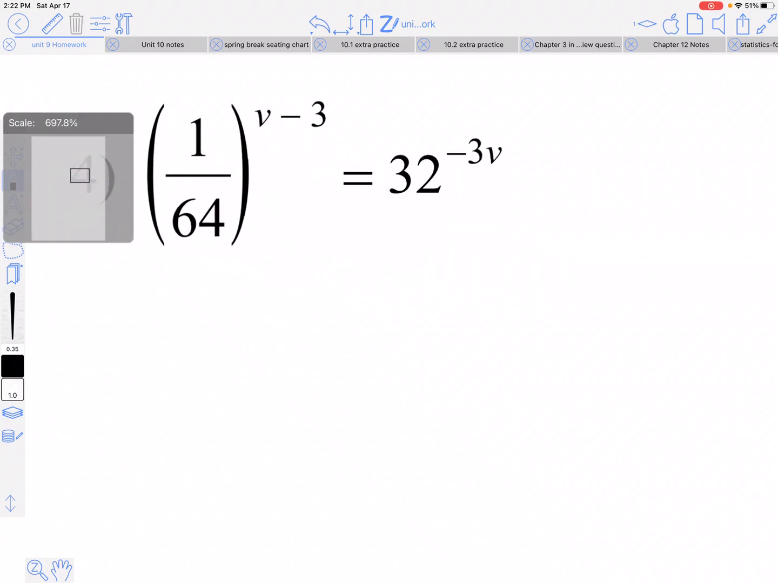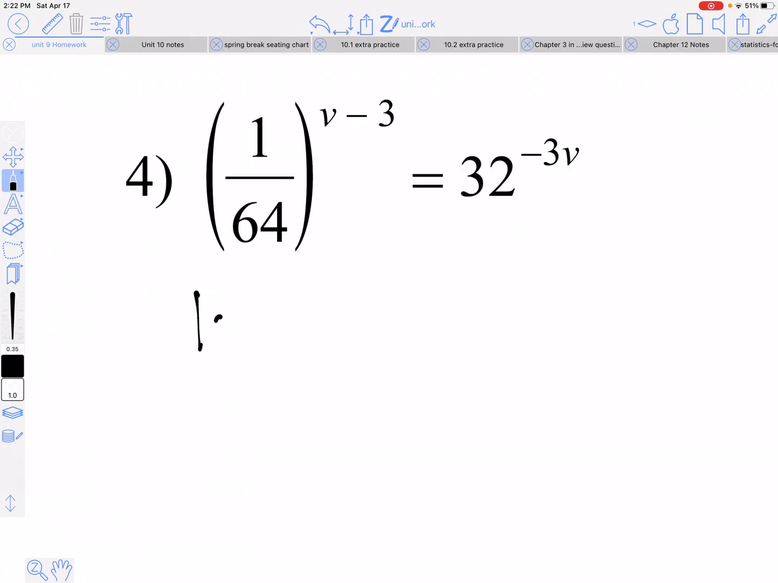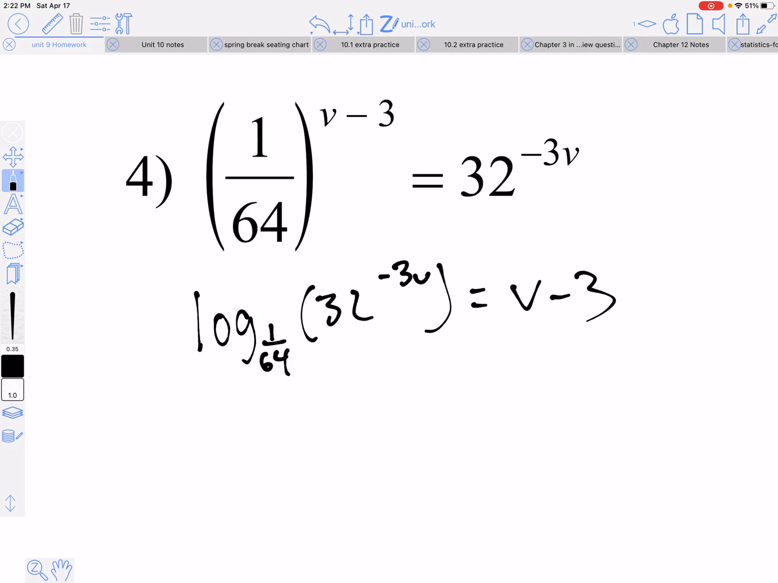You're going to do, for example, on number 4, is, like you said, you're still going to change it to exponential form, but I'll show you what you do with the leftovers. So 1 over 64 is the base, and then we have v minus 3, and then we have 32 to the negative 3v equals v minus 3, right? So just changing forms there.